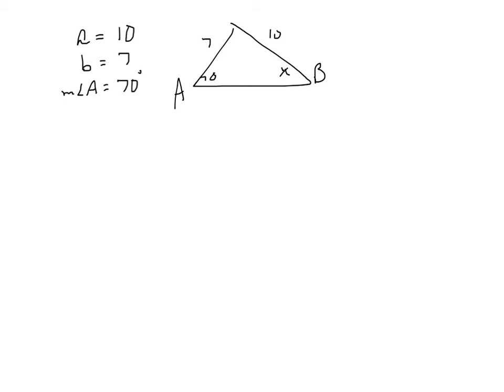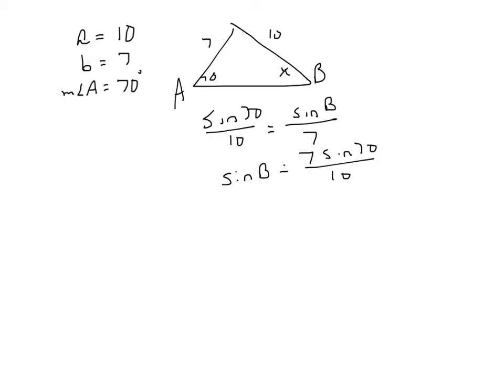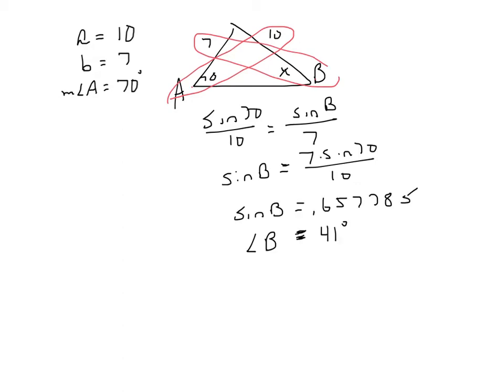So through law of sines, I did this quickly. Sine of 70 over 10 equals sine of B over 7. Again, keep in mind with law of sines, we're matching up the opposites here and here. So it's the sine of B over 7, sine of 70 over 10. When I do an inverse sine ratio on this product here, my ratio was 0.65778, etc.